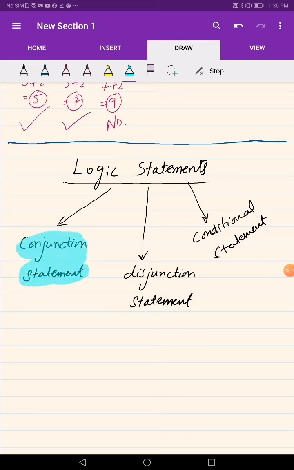I want to talk about the conjunction statement first. So the case is the case of intersection.